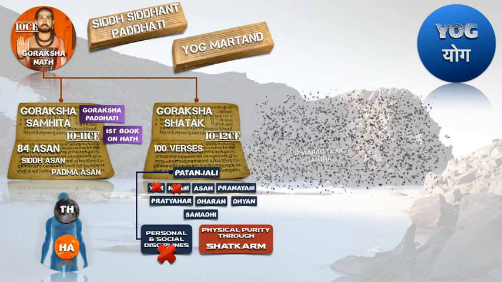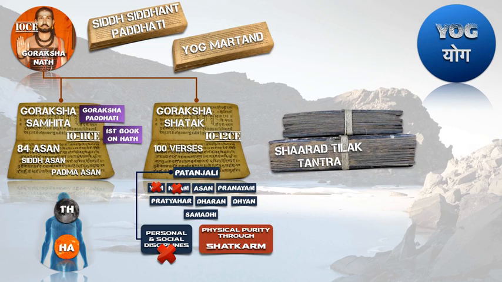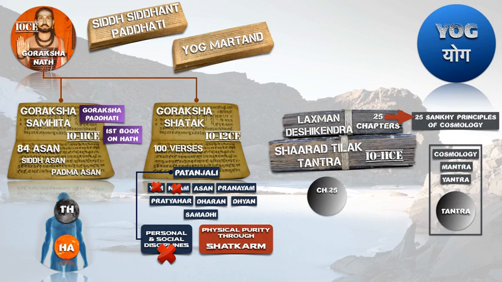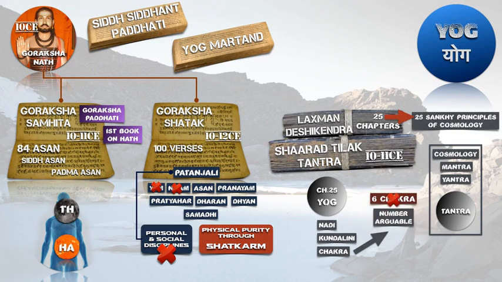Sharada Tilaka Tantra, codified around 10th to 11th century, authored by Lakshman Deshikendra in 25 chapters which equate to 25 principles of Sankhya. It gives a brief overview of cosmology, mantra and yantra depicting Tantra worship. Chapter 25 is dedicated to yoga with description of nadis, kundalini and chakra. The number of chakras is said to be arguable as opposed to the definitive 6 chakras known in Hatha Yoga Pradipika.